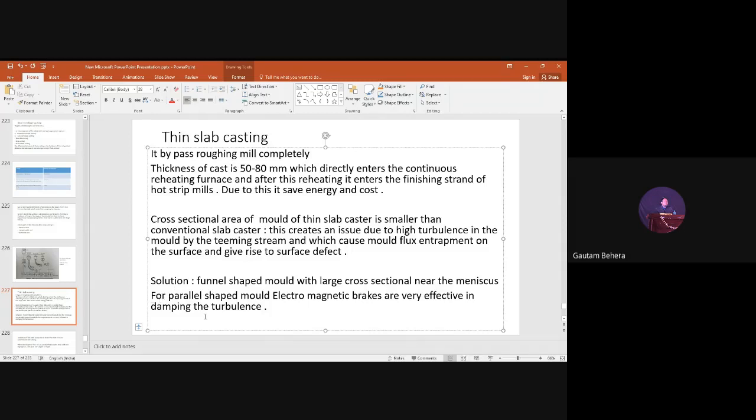The second option is for a parallel shaped mold. If we are using a parallel shaped mold, we can use electromagnetic brakes. What will these electromagnetic brakes do? They are effective in damping the turbulence. So the turbulence can be reduced by using electromagnetic brakes if we are using a parallel shaped mold.